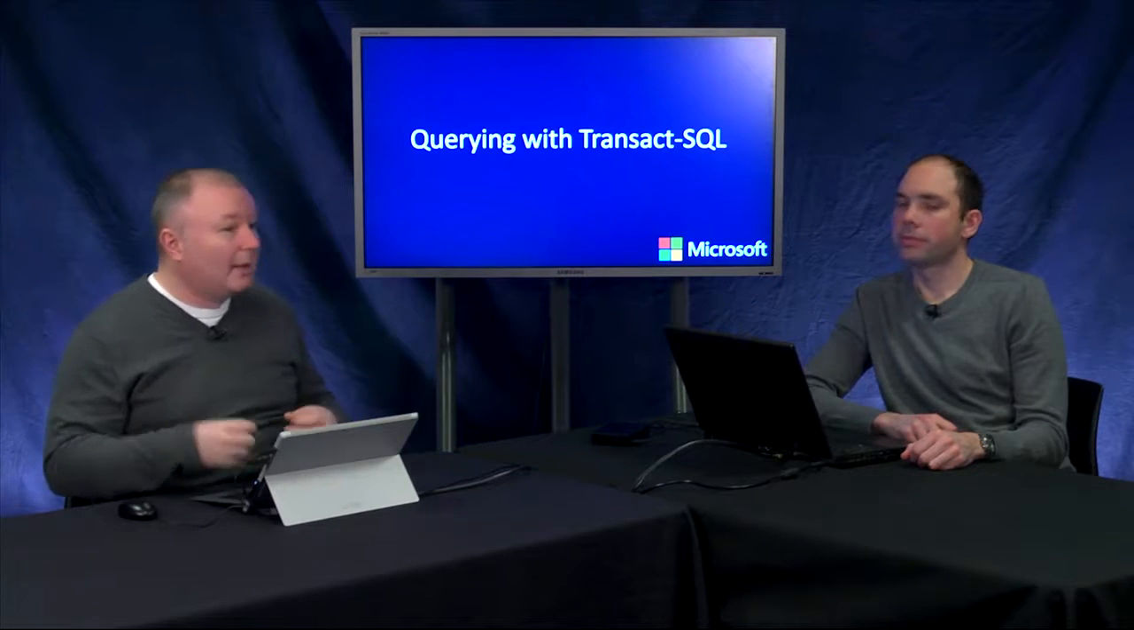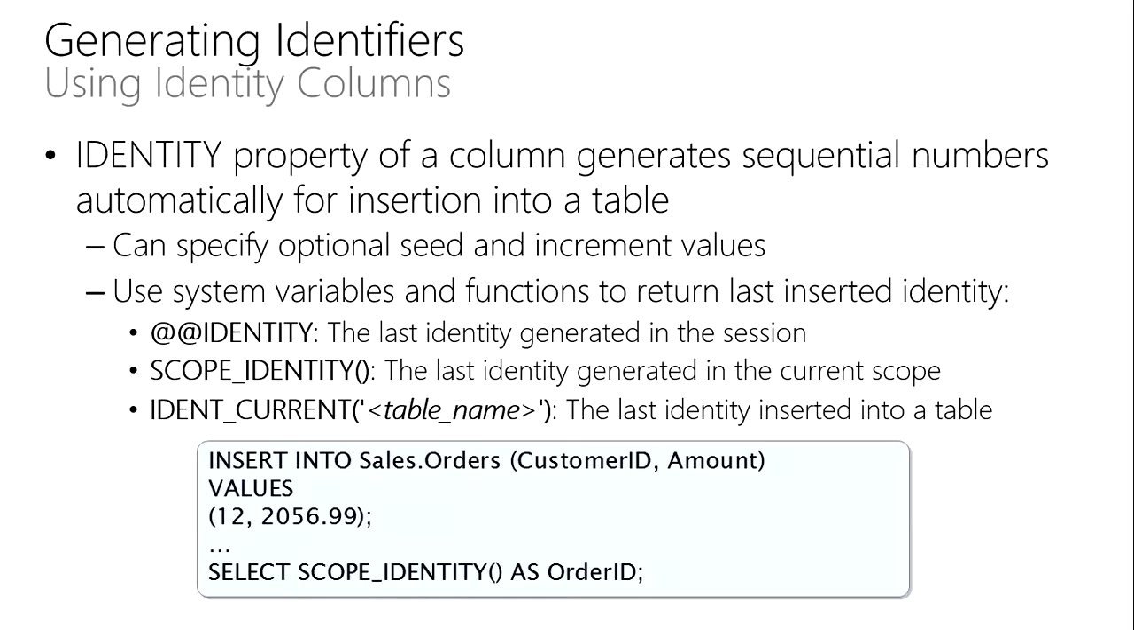And we will talk about transactions later on in the course if you don't already know what they are. So you can see the code example. I'm inserting into the SalesOrders table a customer ID and an amount, and I'm explicitly specifying the values that are being inserted. So it's customer ID 12, the amount is 2,056.99. And then once the insert is done, I'm selecting SCOPE_IDENTITY, and that's the order ID. That's the last identity that was inserted.